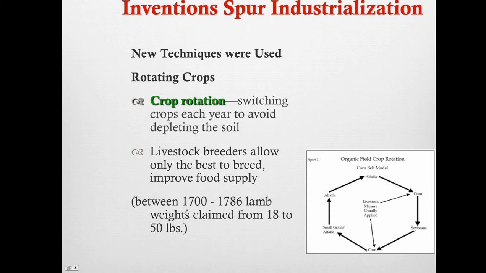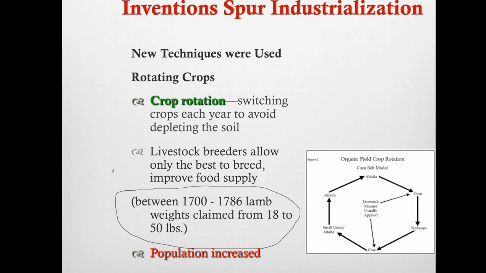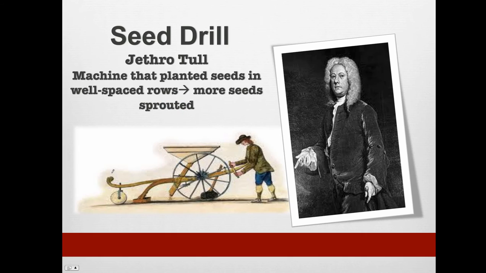Not only did that improve, this is really interesting, livestock breeders got smarter. They started taking the biggest sheep to get mutton. They took the biggest boy sheep, the biggest girl sheep. Next thing you know, they're having big baby sheep. And in 86 years, the average weight of a lamb went from 18 to 50 pounds. And because everybody had food, people started having more babies.